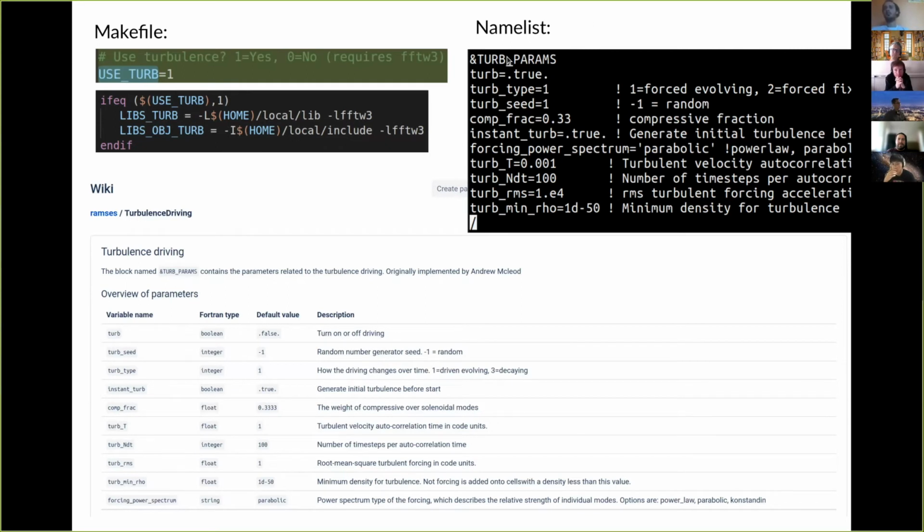So we have this new namelist to describe the turbulence parameters. You can turn it off and on. For example, you can set a fraction of compressive modes versus solenoidal modes. You can alter the strength here, choose the autocorrelation time here. And all these are described on the Ramses wiki in a little more detail.